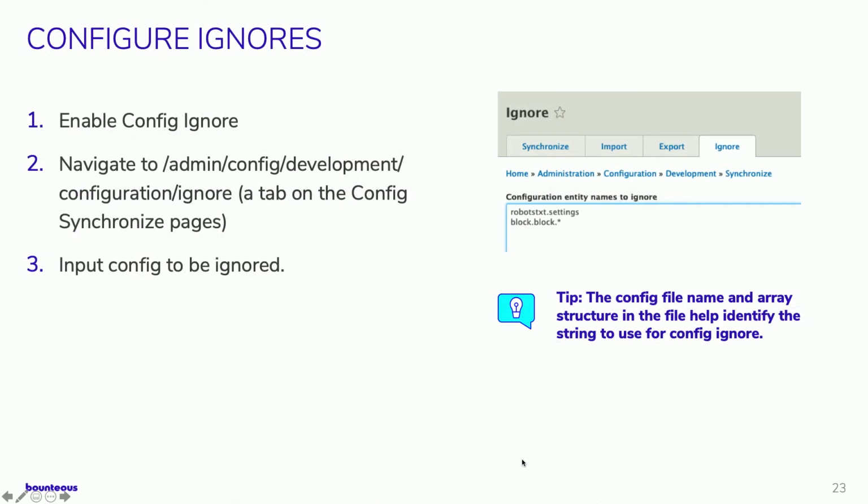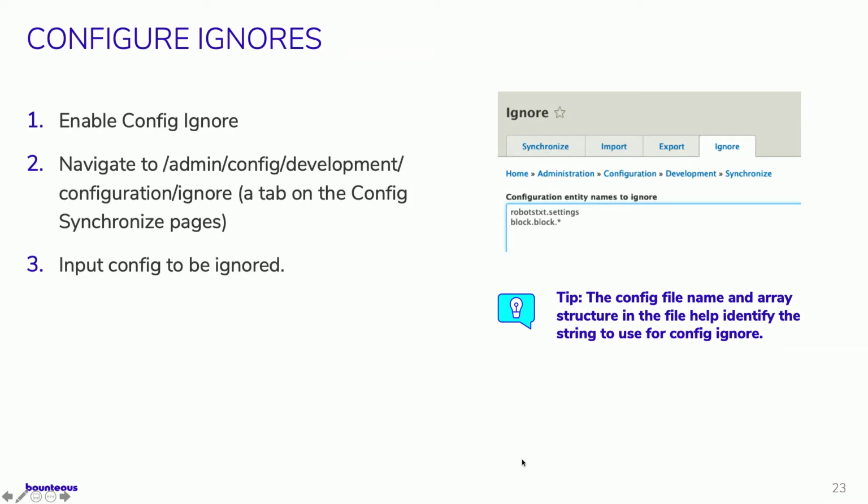So first is configuring the ignores. When you enable config ignore in the configuration development section for synchronizing config, a new tab is added called ignore, and you just drop what you want to ignore in there. An easy way of determining what to put in there, as far as, oh, I know I want X to be ignored, is look at the YAML file that is currently in the main sync directory, because it's basically just an array, and you get as specific as you need to or want to with your array there, and you just put it in there.